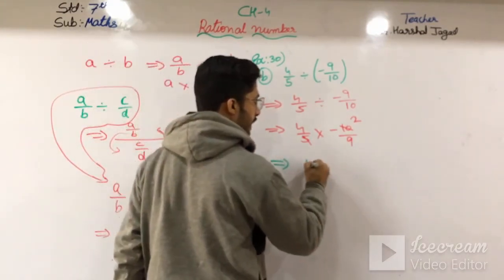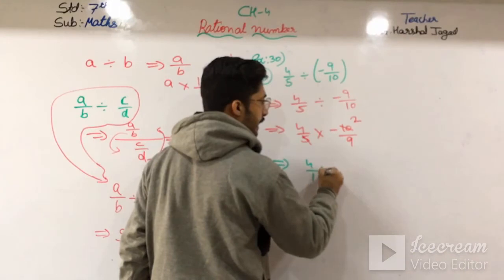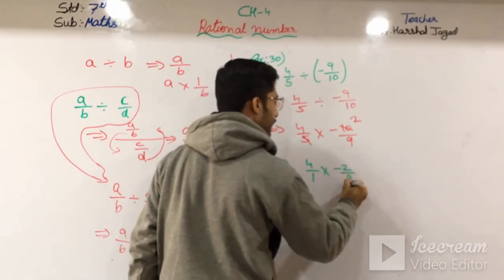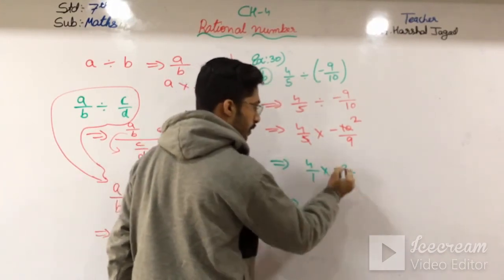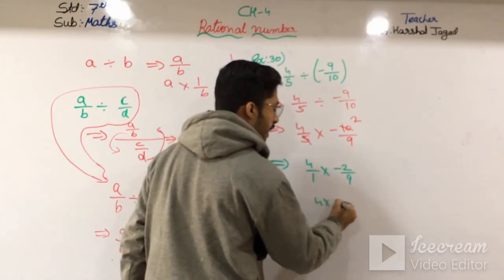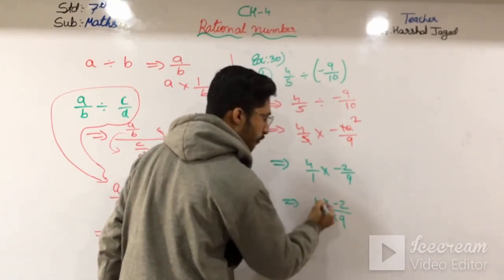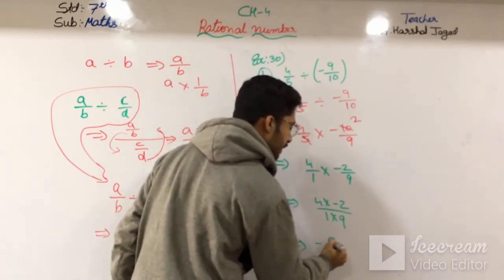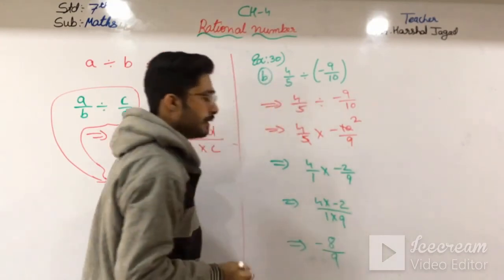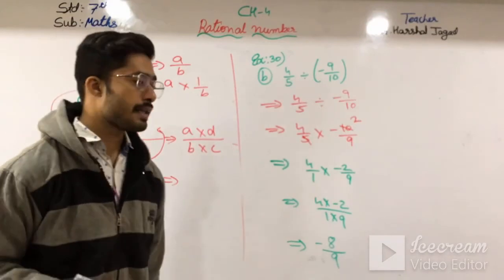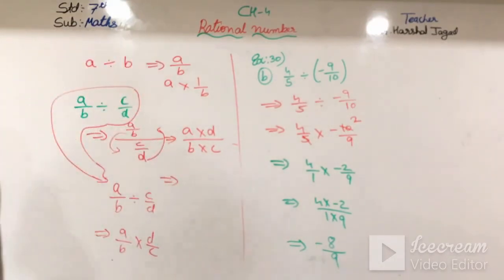So here it remains 4 by 1 into minus 2 by 9. So 4 into minus 2 upon 1 into 9. Then we get 4 twos are 8, that is minus 8 upon 9. This is our answer. Please note down this, students.